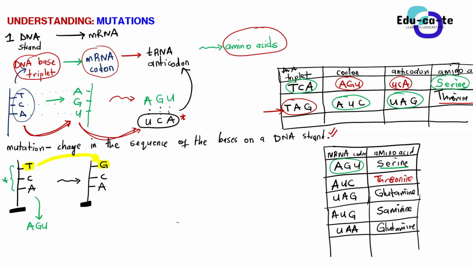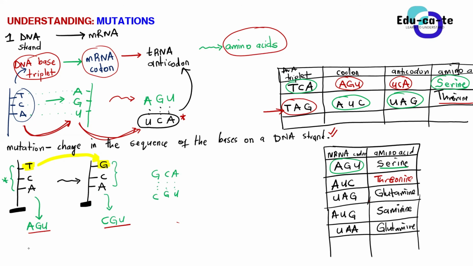But now it has changed to GCA. What is the codon that we can make from this DNA-based triplet, which is GCA? If we do the base pairing, G matches with C, C matches with G, and A matches with U on the codon, because we are creating an mRNA codon, right? So now it changes to CGU. Do you guys see that the codon that would have been produced at first was AGU, but now it is CGU?